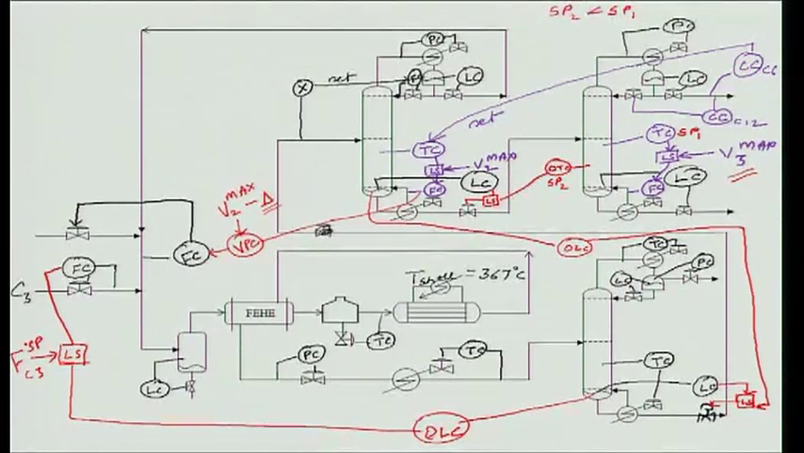See, the set point of this override level control, OLC set point, is greater than LC set point, corresponding nominal level controller set point. So, the override level set point is greater than the nominal level controller set point, the same level. Okay. Now, let us see how things go.